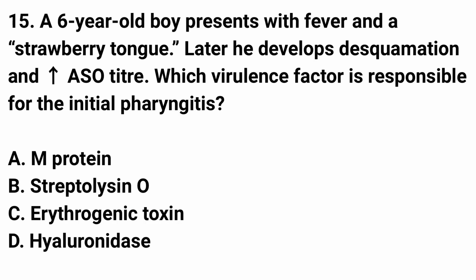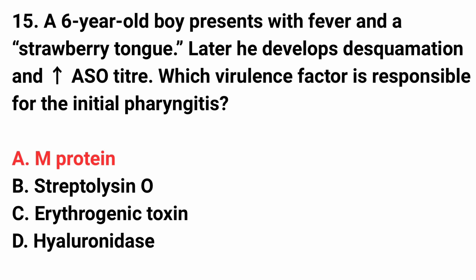Question number 15. A 6-year-old boy presents with fever and a strawberry tongue. Later he develops desquamation and increased ASO titer. Which virulence factor is responsible for the initial pharyngitis? M protein, streptolysin O, erythrogenic toxin, hyaluronidase. The right answer is option A, M protein.